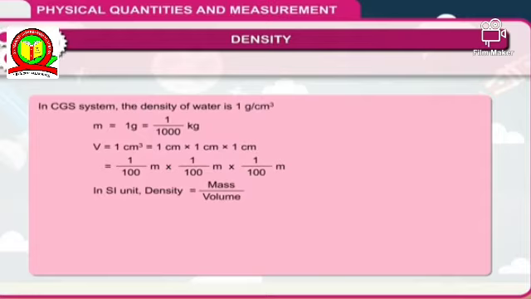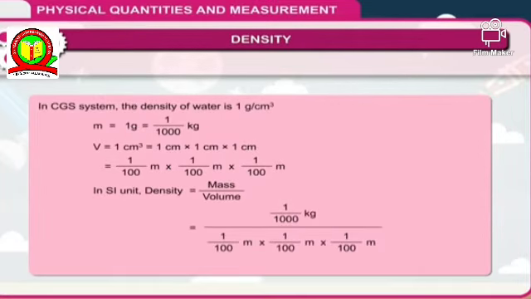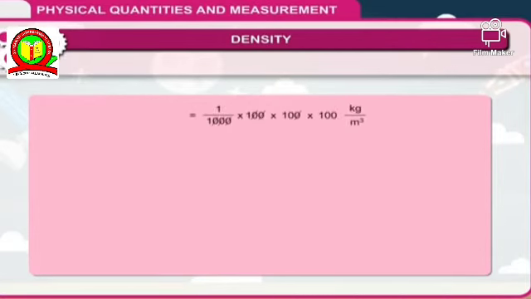In SI unit, density is equal to mass upon volume, which is equal to 1 upon 1000 kilogram whole upon 1 upon 100 meter into 1 upon 100 meter into 1 upon 100 meter, which is equal to 1 upon 1000 into 100 into 100 into 100 kilogram per meter cube.